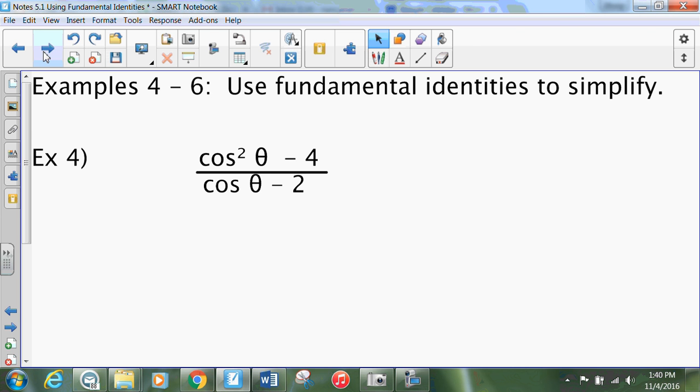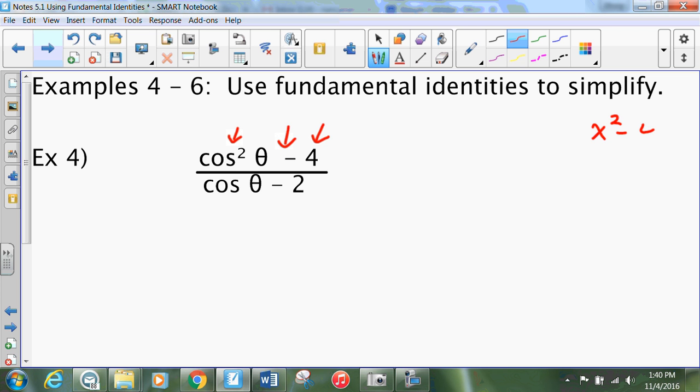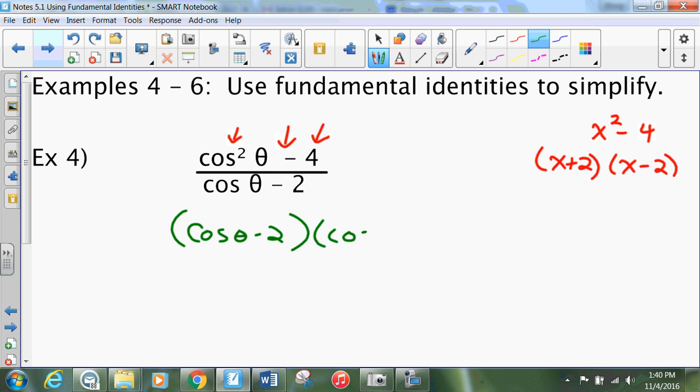So here we go. In class, we noticed that we had the difference of 2 squares. This is a perfect square, this is a perfect square, and this minus means difference. And we can remind ourselves, if we had, once again, this is like our scratch pad, this outside part, if we had x squared minus 4, we would know how to factor that. It's the difference of two squares, so we'd have x plus 2 and x minus 2. Well, it's the same thing here. We can rewrite this as cosine theta minus 2 and cosine theta plus 2. It doesn't matter if you write the minus or the plus first.